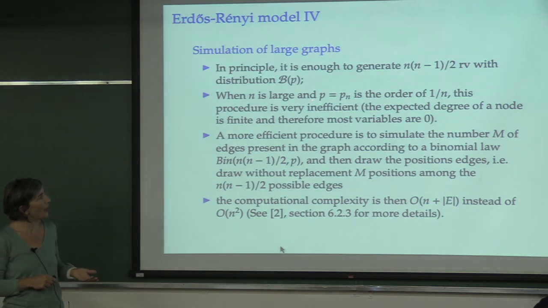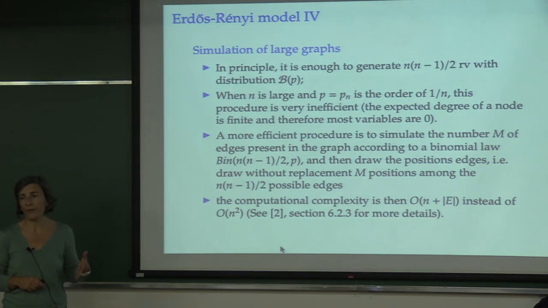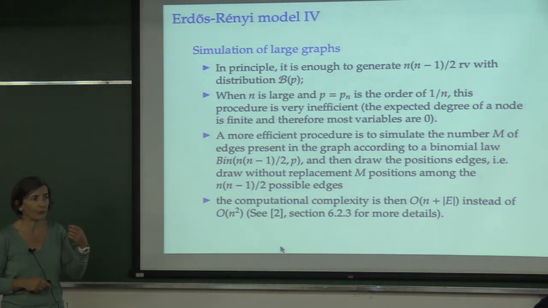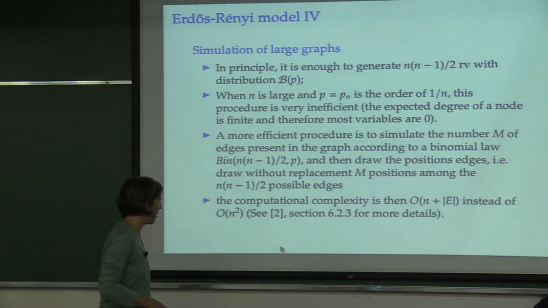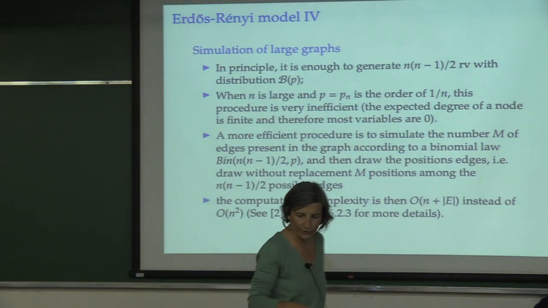So when p is very small, if you have to draw all those random variables, that's very inefficient, because most of the time you draw zero, you don't put any edge at that position. So a more efficient procedure would be to simulate the number m of edges that is present in the graph. And in fact, it's easy. That's part of the answer of the previous slide.